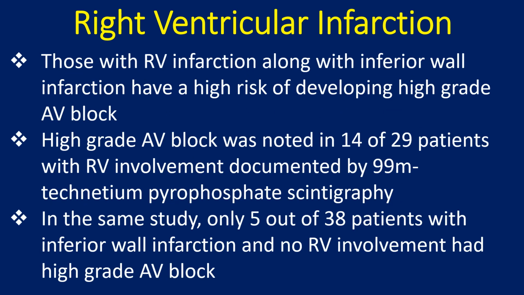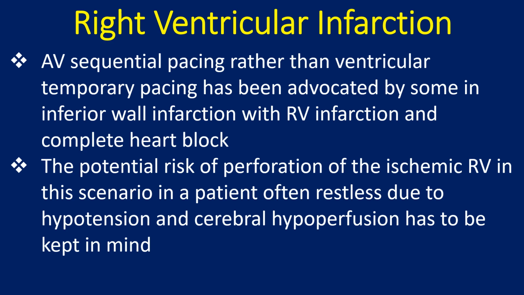Those with RV infarction along with inferior wall infarction have a high risk of developing high-grade AV block. High-grade AV block was noted in 14 of 29 patients with RV involvement documented by 99m technetium pyrophosphate scintigraphy. In the same study, only 5 out of 38 patients with inferior wall infarction and no RV involvement had high-grade AV block. AV sequential pacing rather than ventricular temporary pacing has been advocated by some in inferior wall infarction with RV infarction and complete heart block.